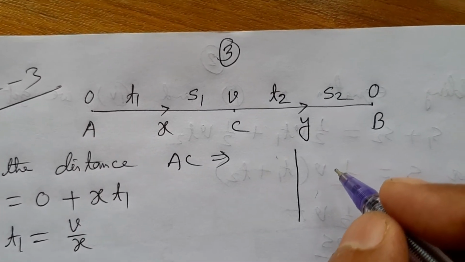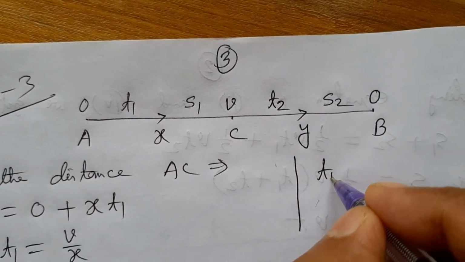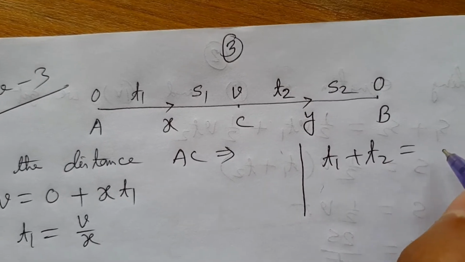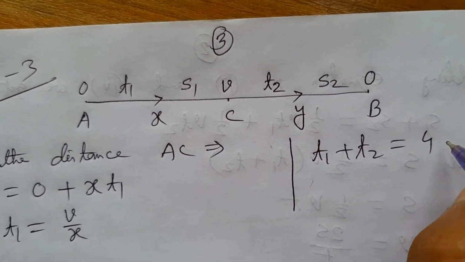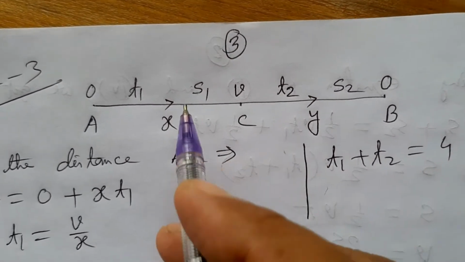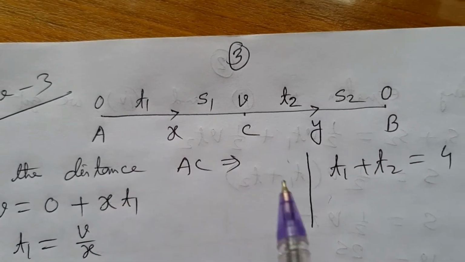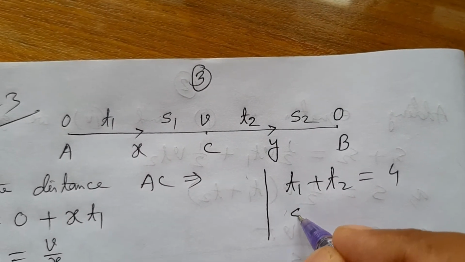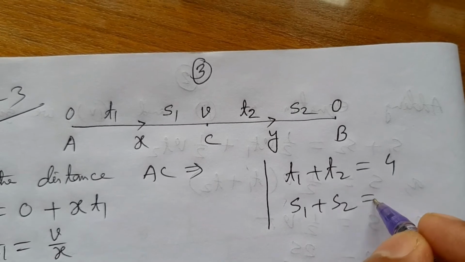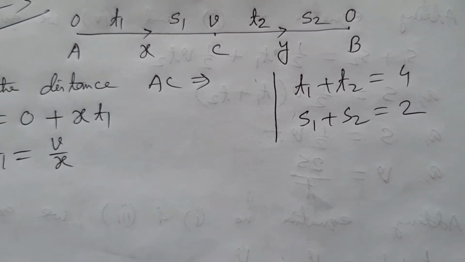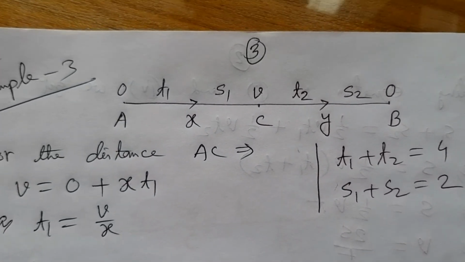Here two things are given. One of them is t1 plus t2. Here total time is 4 minutes. t1 plus t2 is equal to 4 minutes. So we consider this time in minutes. Okay. And total distance, that means s1 plus s2, it is 2 kilometers.